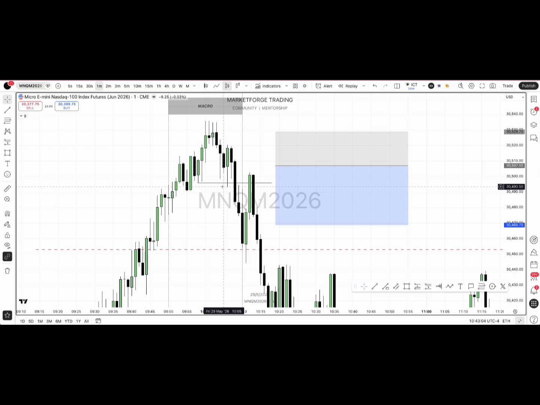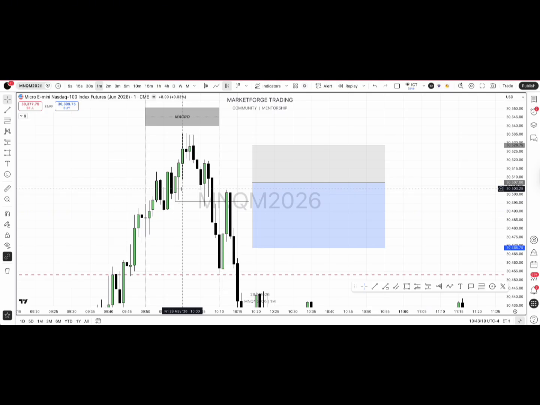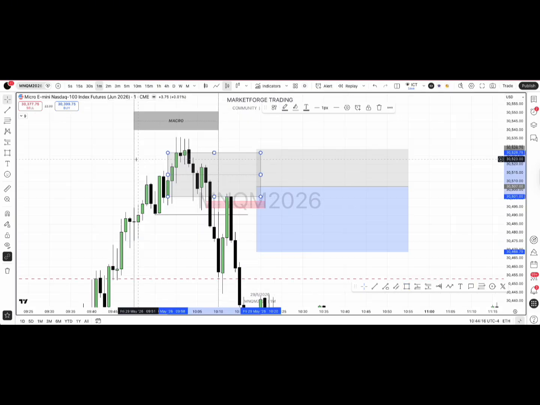This is what I would refer to as the unicorn entry model. I don't know if it's exactly the way that ICT uses it, but basically we're lining up an order block and a fair value gap. So we had that prominent swing low that we broke through here, creating this order block and also creating a fair value gap. So we have our order block, these three up close candles. I'm just going to pull this across.